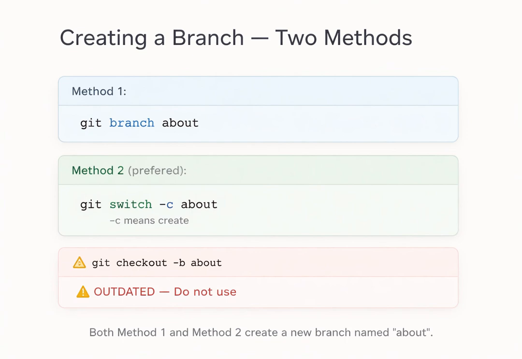When you're working in a team, each developer works on their own branch, an isolated copy of the codebase where they can make changes without affecting anyone else's work. There are two main ways to create a branch. The first is simply running git branch followed by the branch name. For example, git branch about to create a branch called about. The second and more modern way is git switch -c about, where the -c flag stands for create. You might also come across git checkout -b, but that command is considered outdated now, so it's best to avoid it and stick with git switch -c.